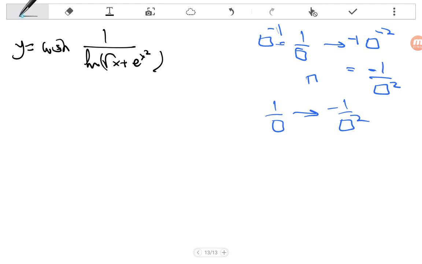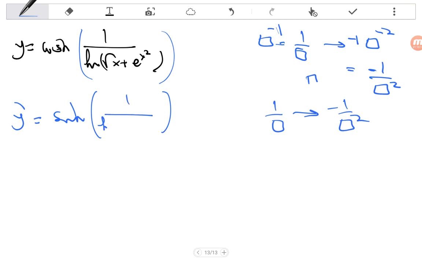Now, for this case, what is the outer function? It is cosine. This is cosine of all of that. So, the derivative, what is the derivative of cosine? It is sine. And I will keep what is inside it as it is, times the derivative of what is inside.